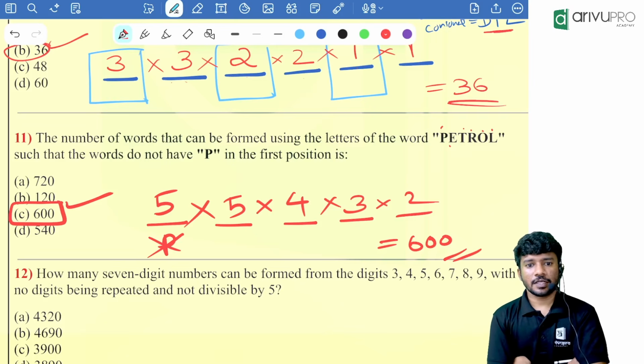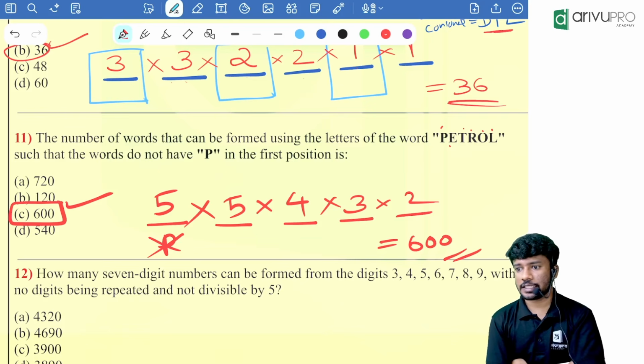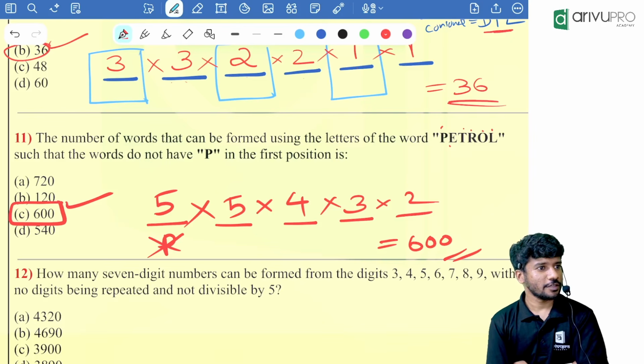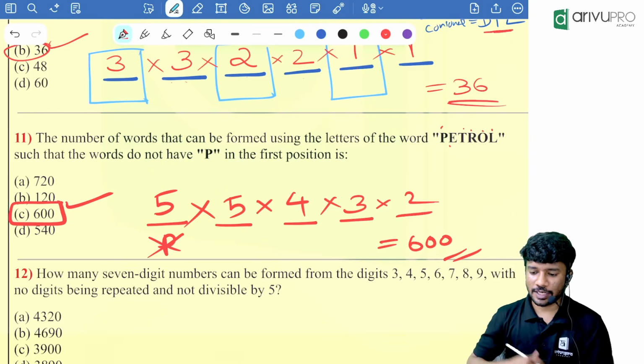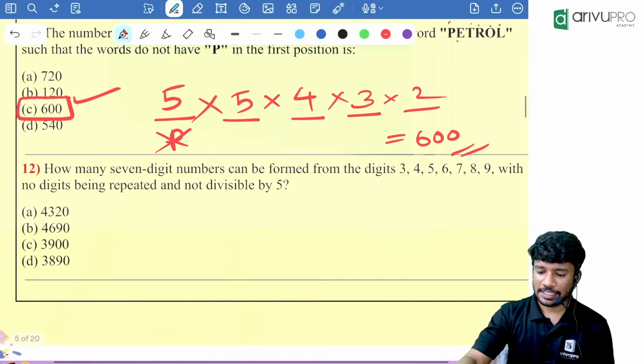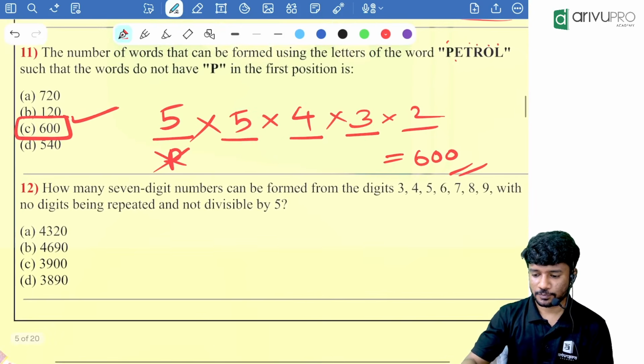Pakka? Yeah. Lipika, you got it? Yes. Fine. Kali? Yes. Anyone? Any doubt? Please ask me right now. This is the moment. Now, next question, okay?